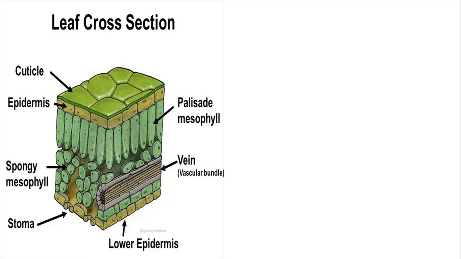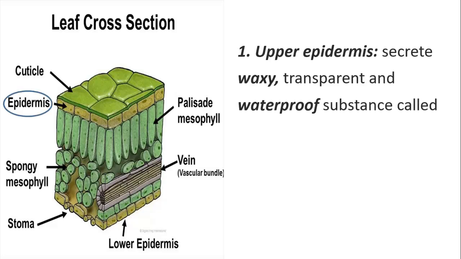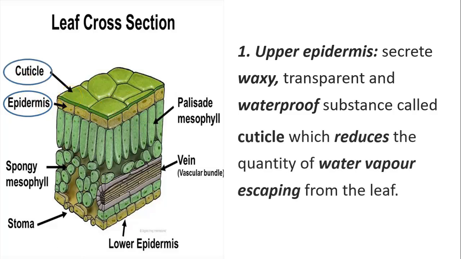Let's look deeper into our leaf. Let's take a cross section. Cross section means that you cut and you see under the microscope. So you will see here the upper epidermis. This is the upper epidermis or the epidermis layer. What does it do? It secretes waxy transparent layer called the cuticle.